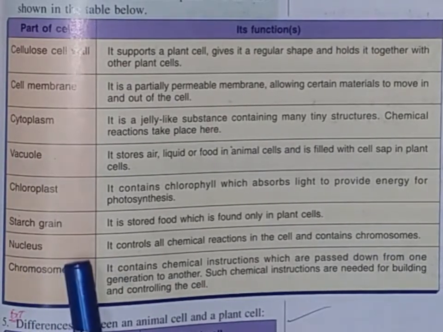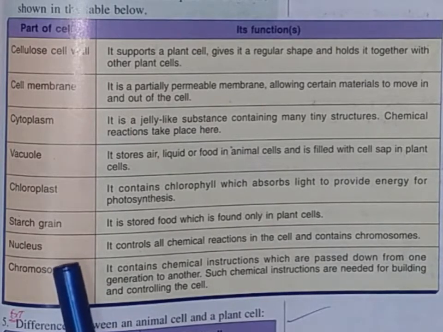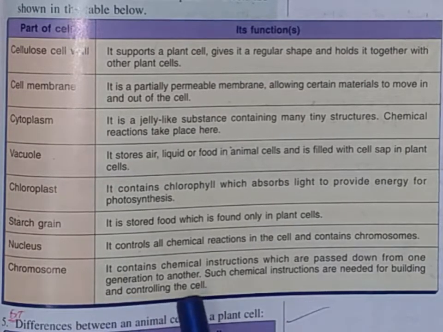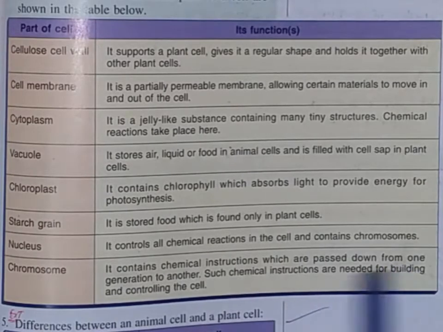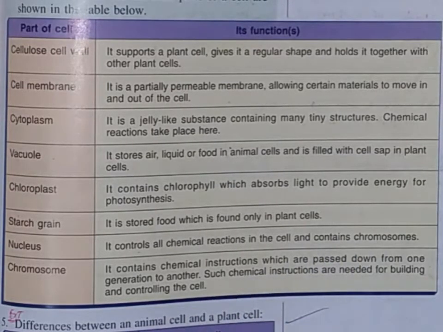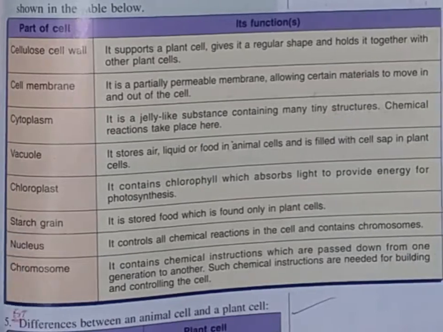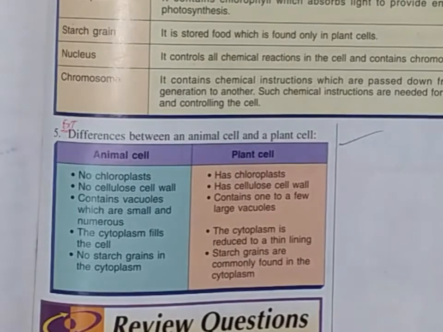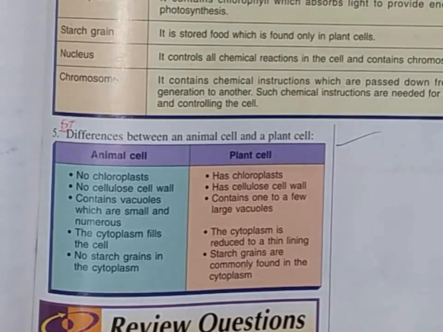Students, nucleus is also known as the control center of the cell, and it controls all the chemical information and chemical reactions in the cells. Next is chromosomes. It contains chemical instructions which are passed down from one generation to another. Such chemical instructions are needed for building and controlling the cells. Chromosomes control the hereditary information which passes from generation to generation. Students, next, move to the next point, that is difference between an animal cell and a plant cell.